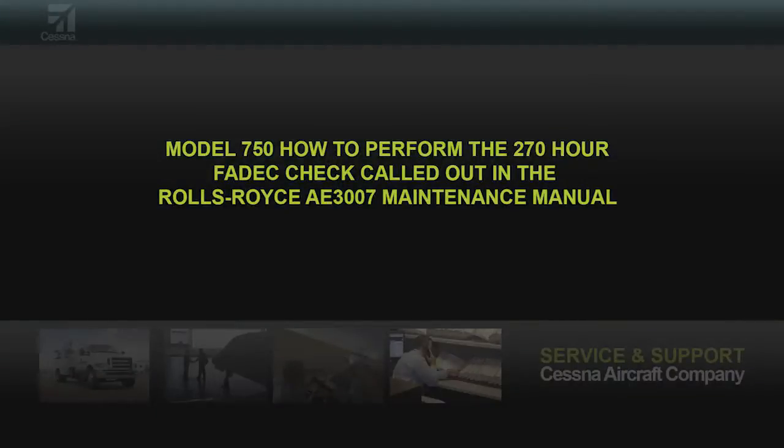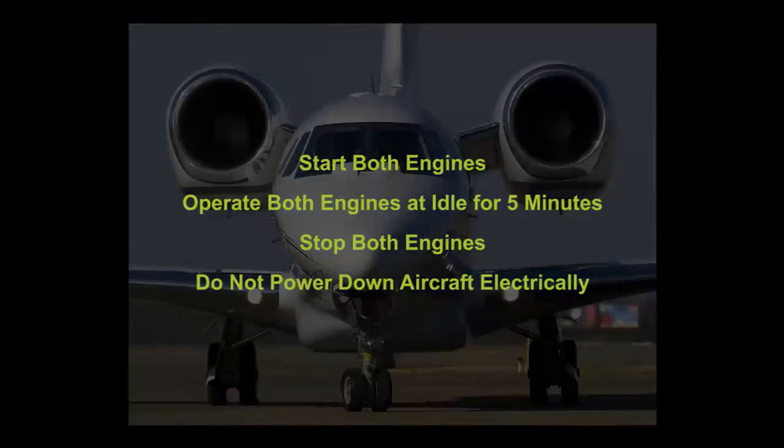This video will describe how to perform the 270-hour FADEC check called out in the Rolls-Royce AE3007 maintenance manual. Start both engines. Operate the engines at idle for 5 minutes. Stop both engines. However, do not power the aircraft down electrically.